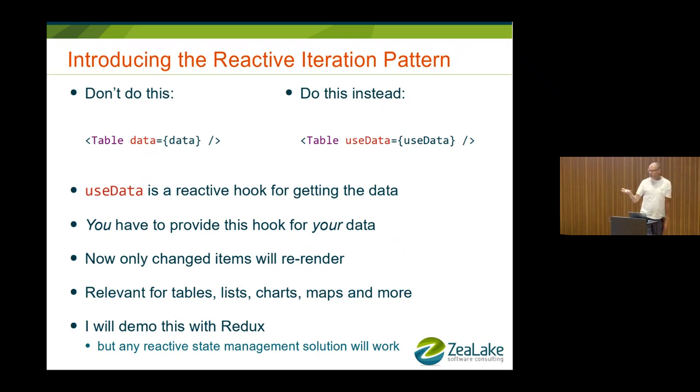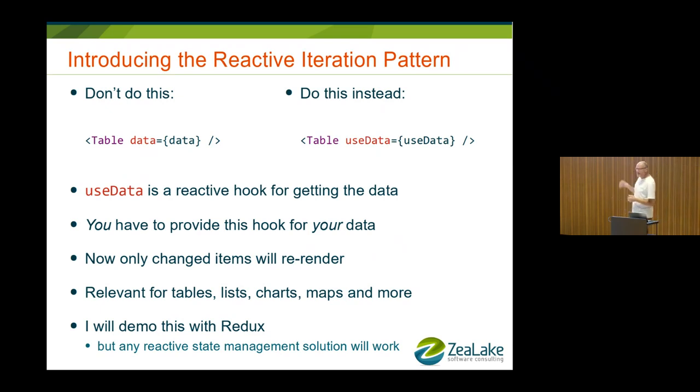And it's you who should write this hook. So this use data is not a built-in hook. I'm not going to talk about how to build the use data hook. You will have to create the use data hook for every single application that you need. The idea is to use this pattern where you pass in a hook to provide the data instead of providing the data directly. So it's kind of like an indirection. Instead of giving the data to the table component, you give it a method that will provide that data when the table component needs it.